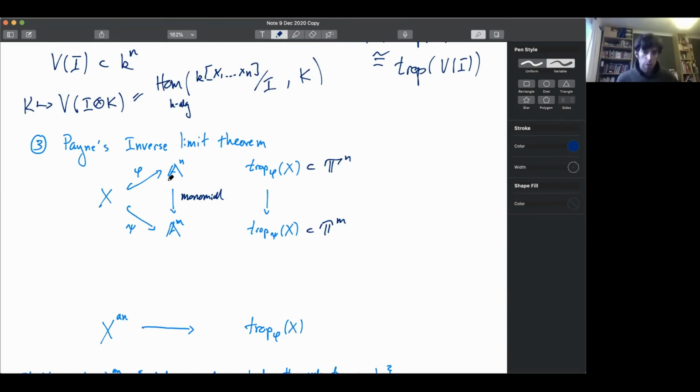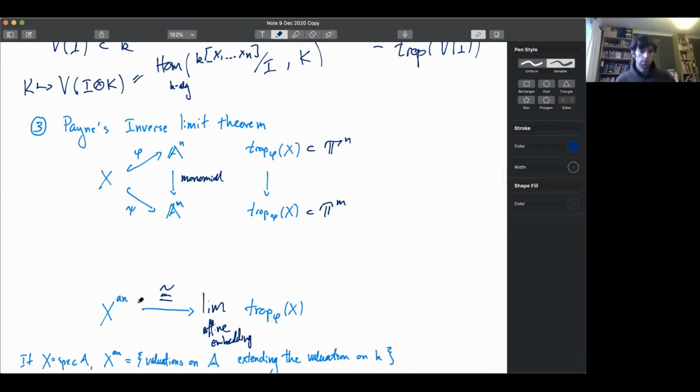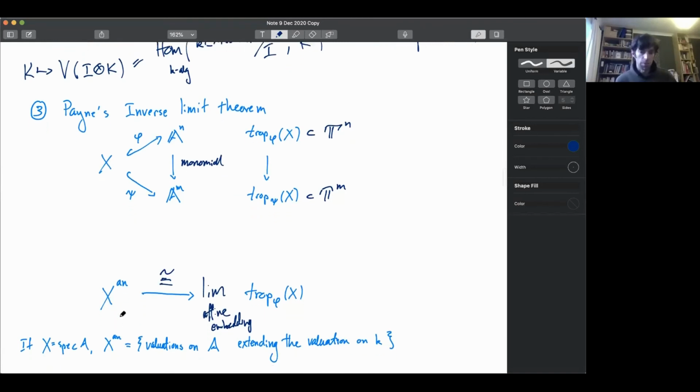And these maps are all compatible with these changes of embedding. So you get an induced map into the limit over the category of all affine embeddings of the tropicalizations. And Payne's theorem says that this map is a homeomorphism. So X, the analytification maps surjectively to each tropicalization, and it turns into a homeomorphism when you take the inverse limit of all the tropicalizations. So each tropicalization is thought of as a finite approximation to the analytification.